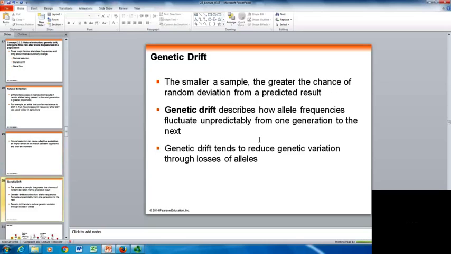They're better suited. So the smaller a sample, the greater chance of random deviation from a predicted result. Genetic drift is going to describe how allele frequencies fluctuate unpredictably from one generation to the next. Genetic drift tends to reduce genetic variation through the losses of alleles.